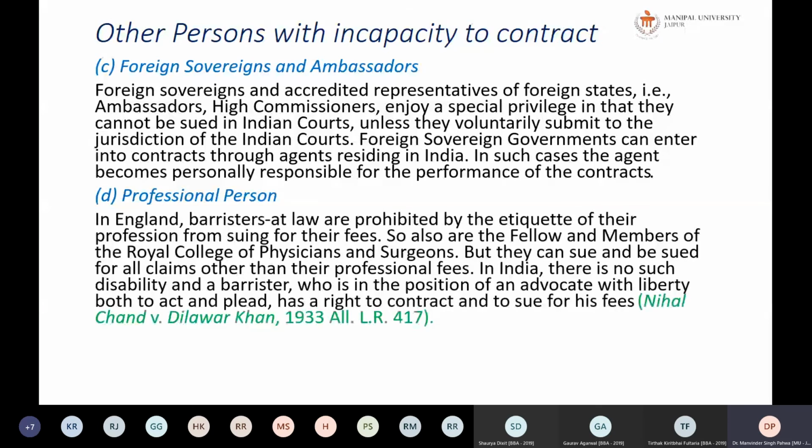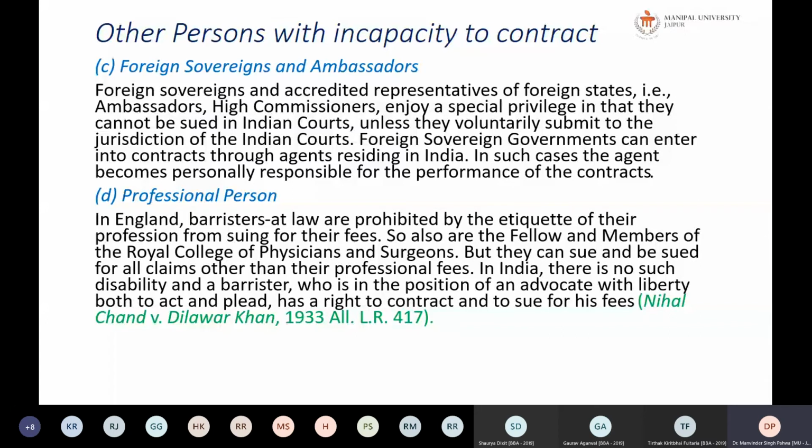Next is a professional person. In England, barristers at law are prohibited by the etiquette of their profession from suing for their fees. So this is not in India actually. A person who is a barrister at law, or you can say a lawyer, out of the etiquette of his profession cannot sue for his fees. Suppose for example he has fought some case for someone, and he couldn't recover his fees, so he cannot file a suit for the fee.